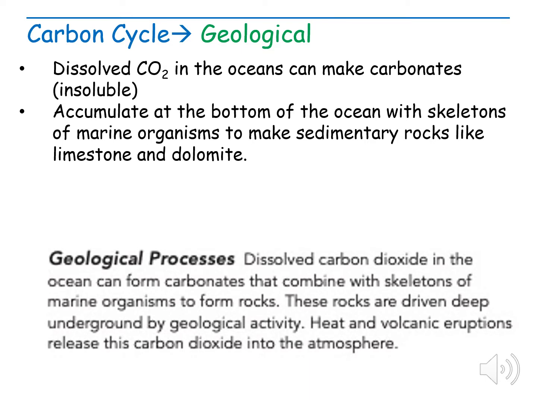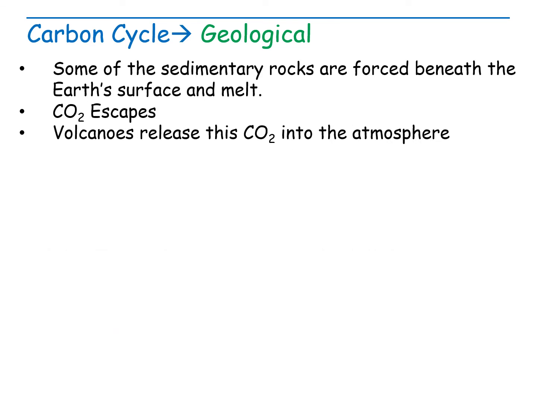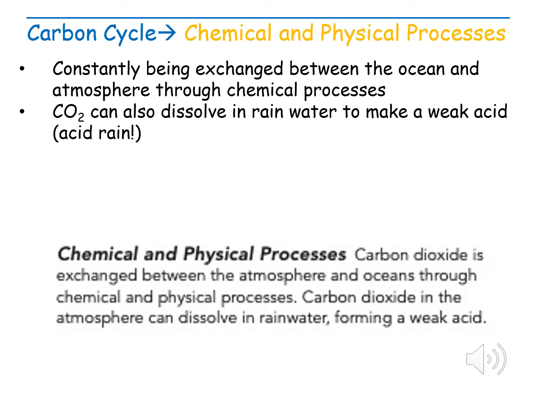Dissolved carbon dioxide in the ocean can form carbonates that combine with skeletons of marine organisms that form rocks. These rocks are driven deep underground by geological activity. Heat and volcanic eruptions release this carbon dioxide into the atmosphere. Carbon dioxide is exchanged between the atmosphere and oceans through chemical and physical processes. Carbon dioxide in the atmosphere can dissolve in rainwater, forming a weak acid.